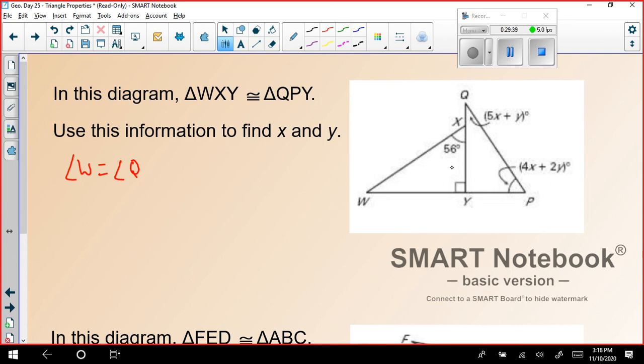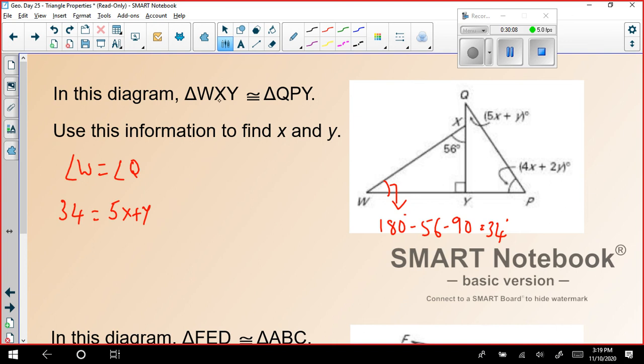If this is 56 and this is 90 degrees, I can use the triangle sum theorem and find this angle as 180 degrees minus 56 minus 90. 90 minus 56 will be 34 degrees. So angle W is 34 degrees, which equals Q, which is 5x plus y. Okay, let's see the next.